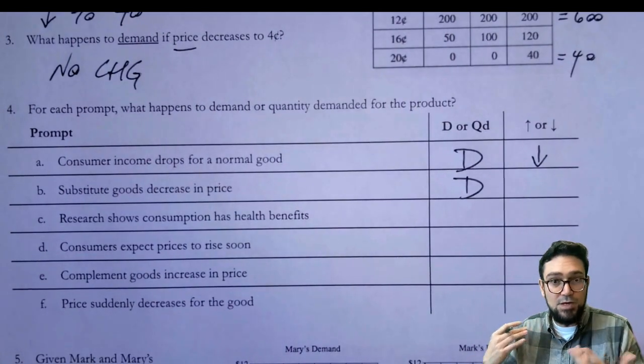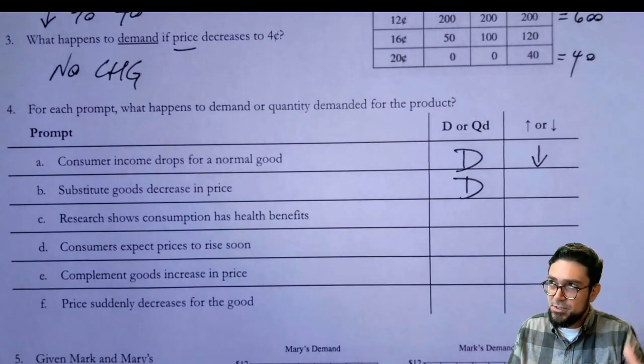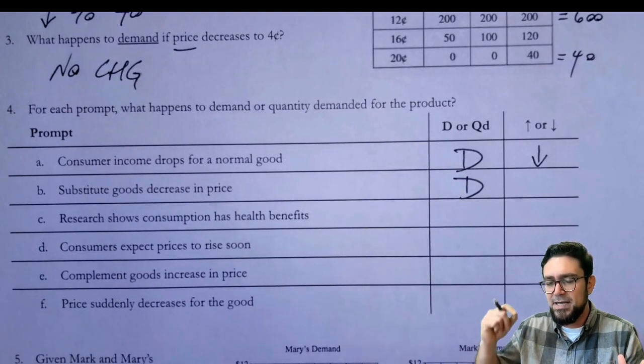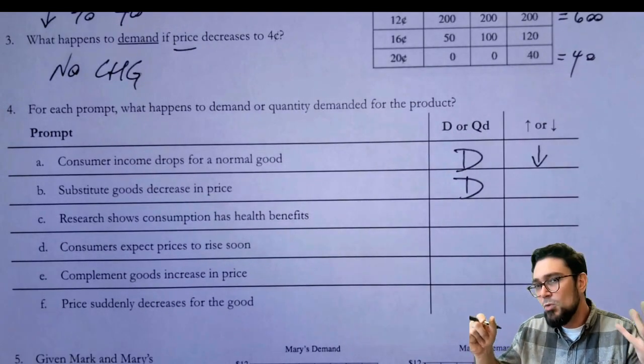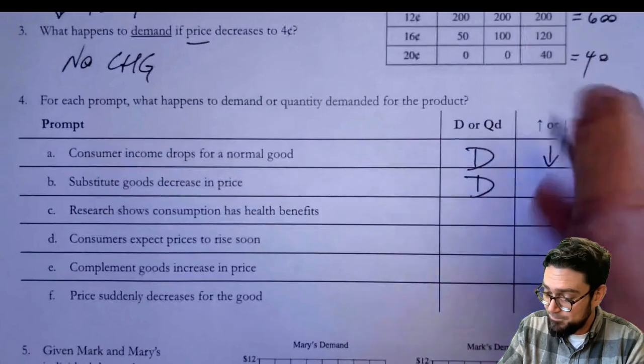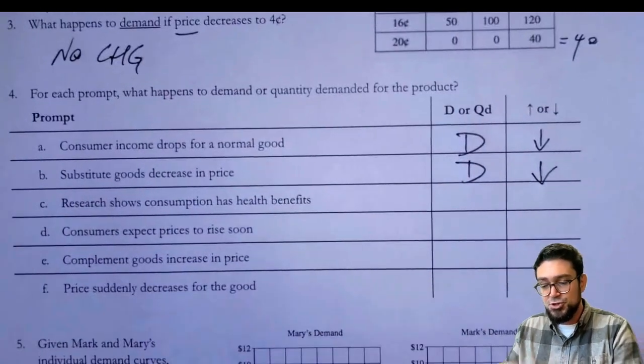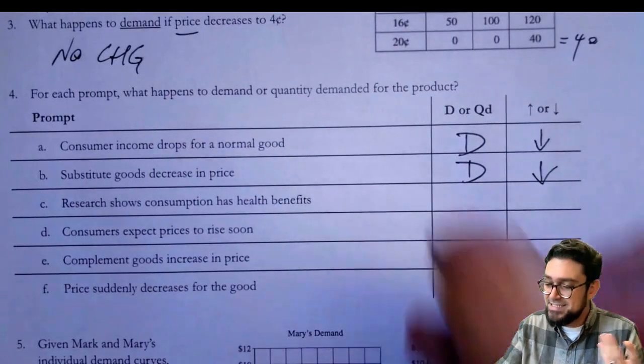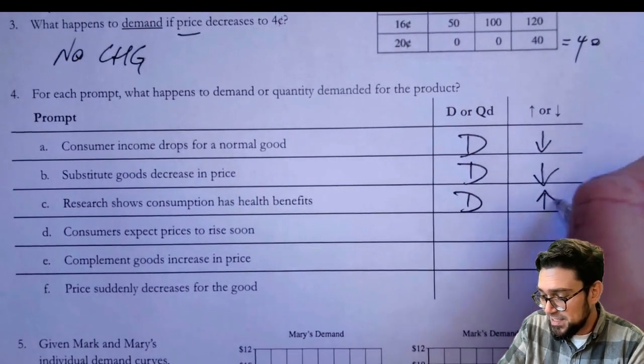I think about Coke and Pepsi. So I go, okay, Pepsi goes down in price. What's going to happen to the demand for Coke? Well, people are going to buy more quantity of Pepsi, so they're going to demand less Coca-Cola. For the third one, research shows that consumption of the good has health benefits. Again, taste and preferences is a demand shifter, and that's going to increase it.